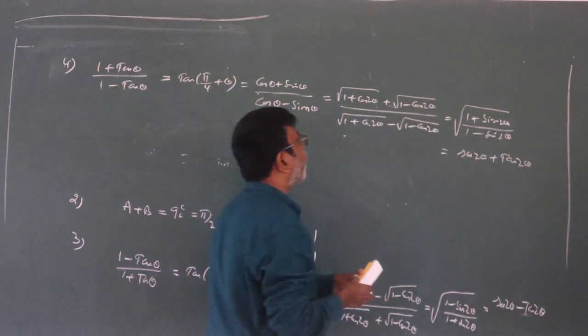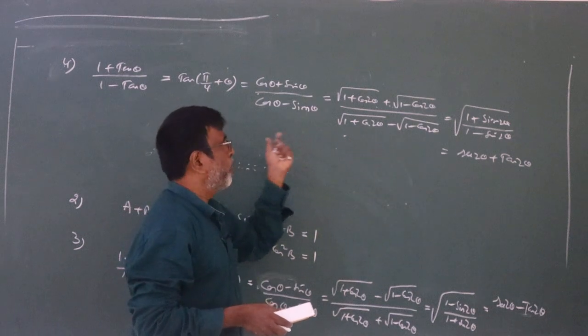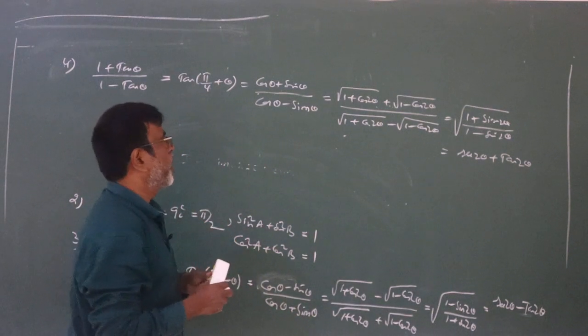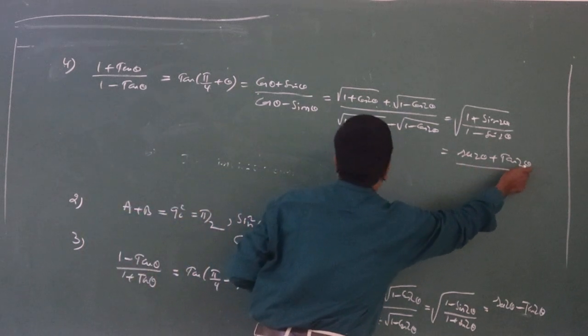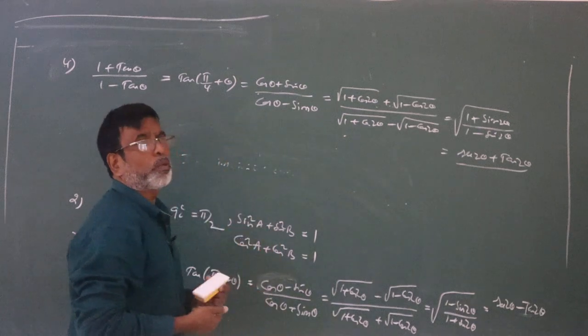These are the various forms of one formula, tan pi by 4 plus theta. They all give the same trigonometrical values, the same trigonometrical expression. This is also the same as directly tan pi by 4 plus theta. That is the way, remember this shortcut.